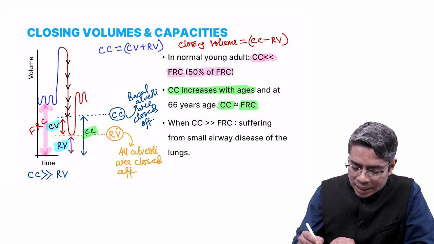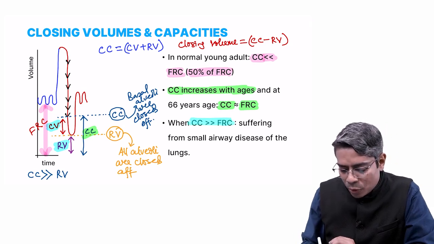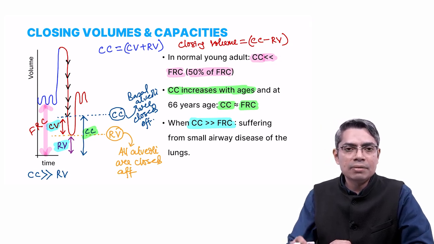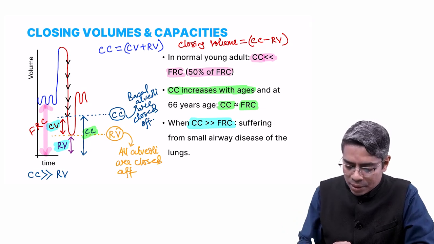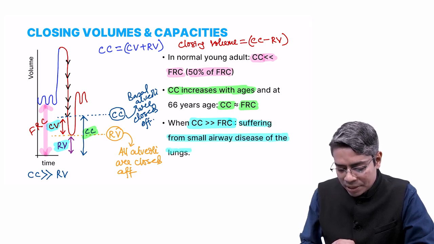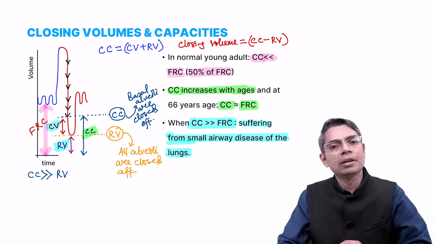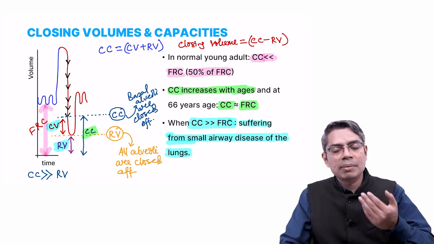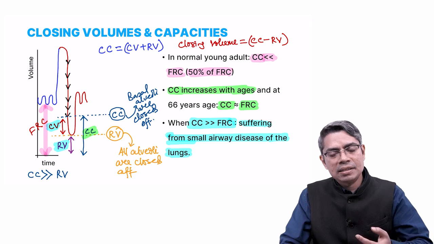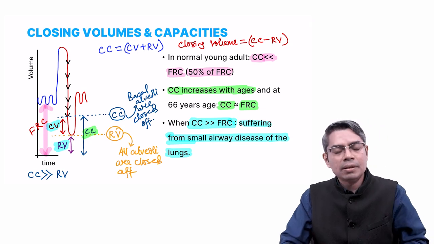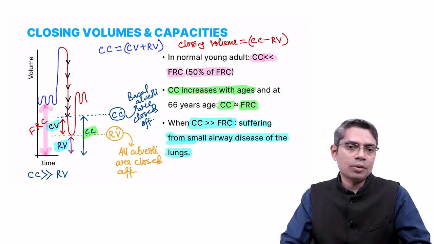Now, whenever closing capacity is more than FRC, then it's a danger. That means the lung is highly collapsible, and you have to understand that the person is suffering from some small airways disease, a highly collapsible disease, for example emphysema. Whenever the person is suffering from small airways disease, the lung becomes highly collapsible, and in those cases the closing capacity may be greater than FRC also. So this is the concept of closing capacity and closing volume.